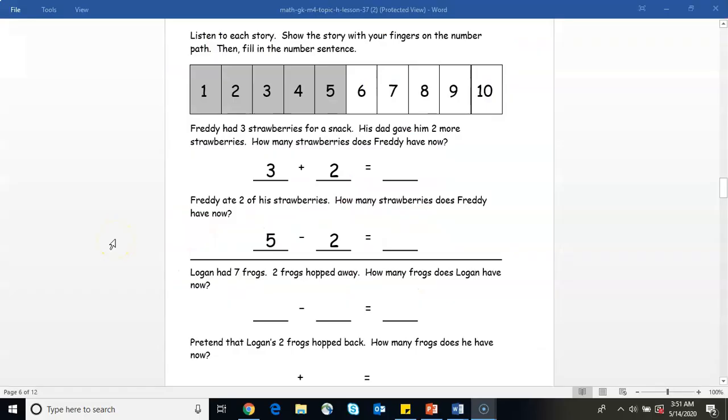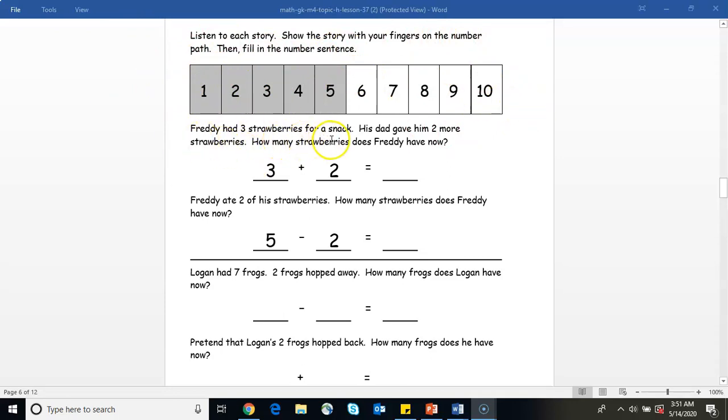Okay, so we're going to do a little bit of homework together. Everybody open up to lesson 37 in your workbooks. Pause the video and get to that page. And listen to each story. Show the story with your fingers on the number path, then fill in the number sentence. So just like we did in the lesson, you're going to be using your number path for this.